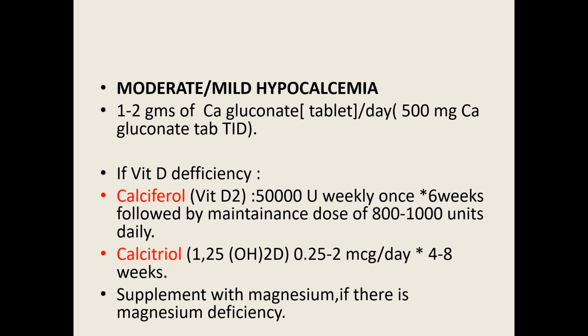In moderate to mild hypocalcemia, 1 to 2 grams of calcium tablet can be used per day. If there is vitamin D deficiency, we can use calciferol 50,000 units once weekly for 6 weeks, followed by a maintenance dose of 800 to 1000 units daily. For the more active form, we can use calcitriol at 0.25 to 2 micrograms per day for 4 to 8 weeks. And we must supplement magnesium when there is magnesium deficiency. Thank you.